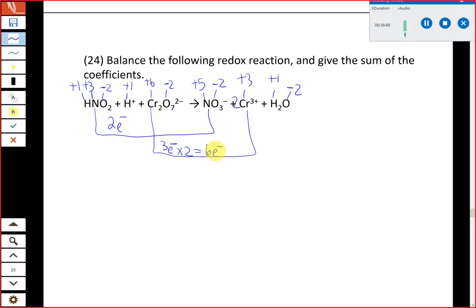So we have 6 electrons in this part, 2 electrons here. We need to make sure that they balance up. And so the way that we do that is we want to find the least common multiple of 6 and 2, and we can do that by just multiplying 2 by 3. And then what that means is that HNO2 and NO3- are both going to get coefficients of 3 to balance out the number of electrons. So then piecing that together, we have a coefficient of 3 in front of HNO2. We'll balance H+ last. And then the coefficients for dichromate, Cr2O7 2-, and then the chromium 3+ are going to be now fixed at 1.